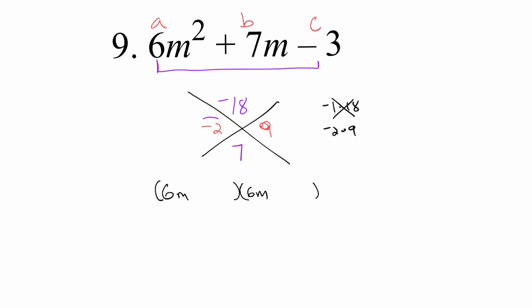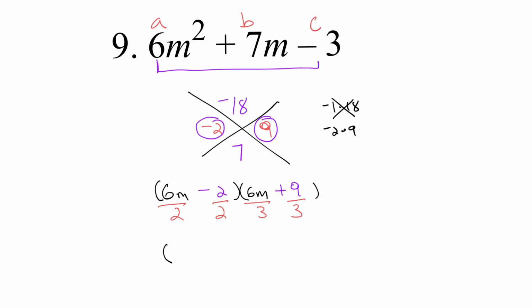My factors will be -2 and the positive 9. Now you guys need to check if you can simplify the binomials, if you can divide. So we can. The first one we can divide by 2, and the second binomial we can divide by 3. Make sure you guys check if you can divide.